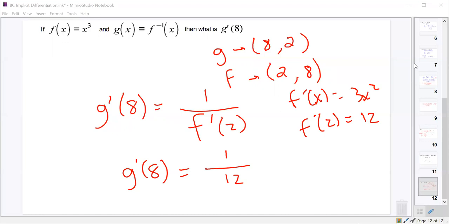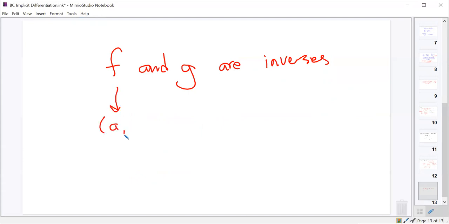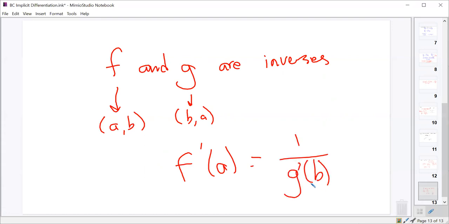So our rule is, and I'm going to write the rule out on another slide because that other one I think is a little convoluted, that if f and g are inverses, and f has the point AB, then g must have the point BA, and f prime of A is equal to 1 over g prime of B. Everybody good with that? Oh, yeah, for sure.